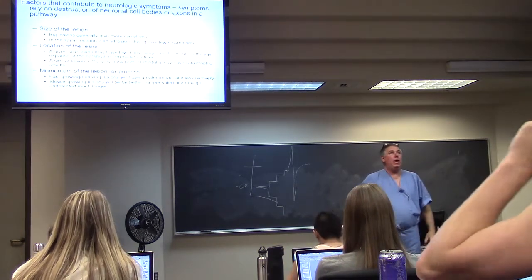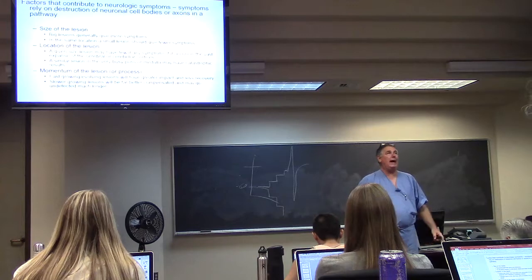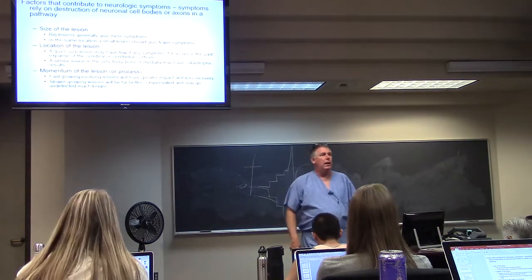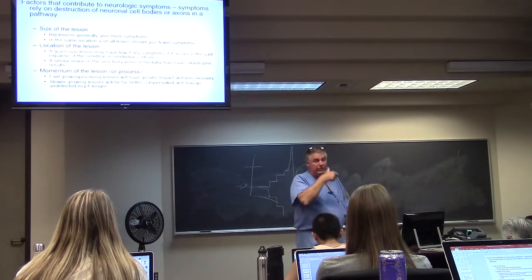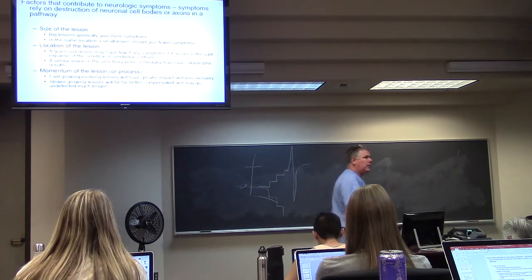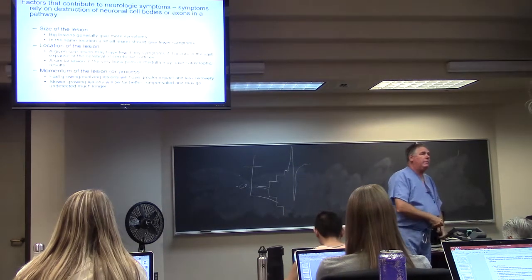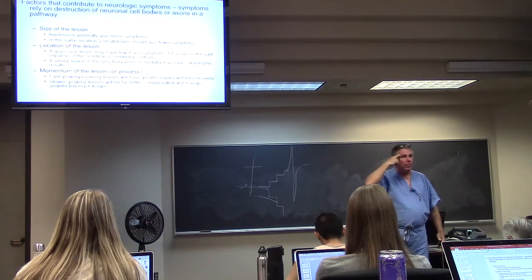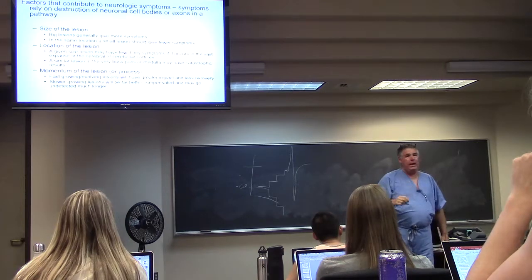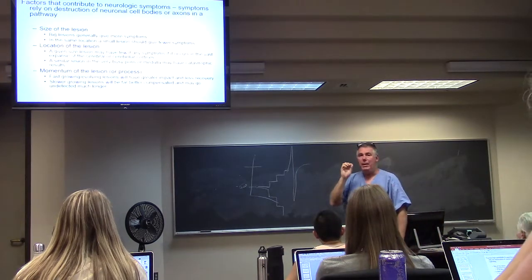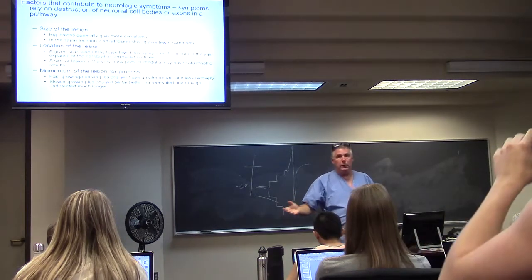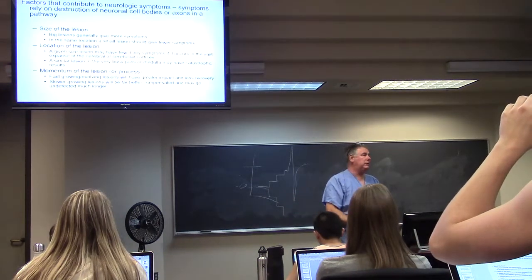Factors that contribute to neurologic symptoms. There are a couple of things here. The size of the lesion is obvious. The bigger it is, usually the worse it is. However, if the location is bad, it doesn't take much of a lesion to cause a devastating problem. You can have a lesion the size of a ping pong ball in your frontal lobe and you don't even know it, versus having a lesion the size of a pea in your mesencephalon, and you're dead. So location, location, location is the thing.